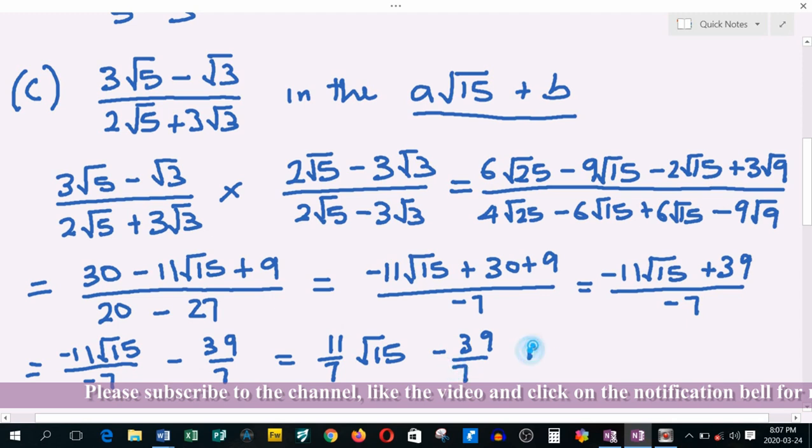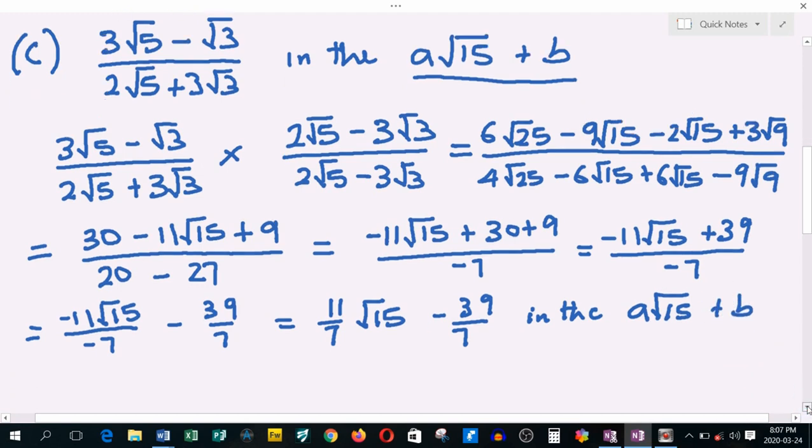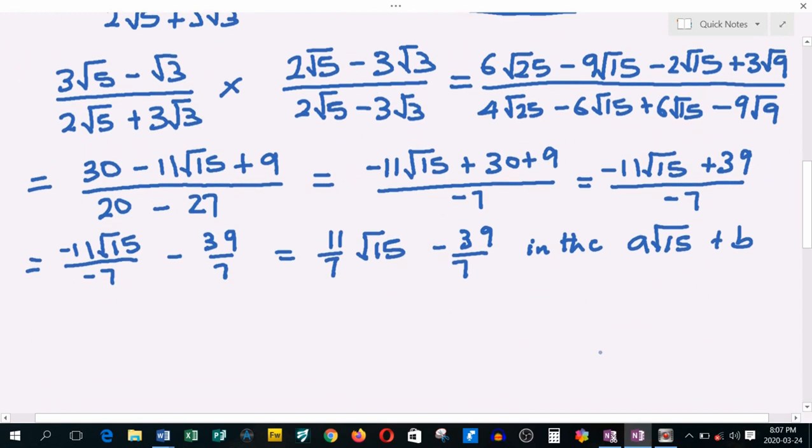and we have put this in the form a root 15 plus b. So what this means is that our a is equal to 11 over 7 and our b is equal to minus 39 over 7.